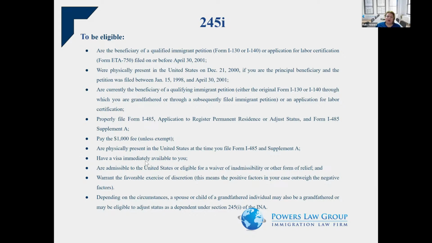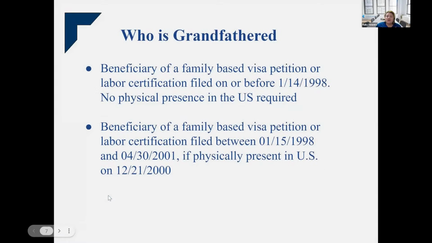You need to have the visa available to you now, and you're admissible to the US or eligible for the waiver, and you warrant favorable exercise of discretion. That means you're not a bad person, and the positive outweighs the negative. Now, depending on the circumstances, a spouse or child of a grandfathered individual may also be grandfathered or be eligible for the 245(i). This is where it gets a little tricky. Sometimes people are eligible to use this and they don't even know.